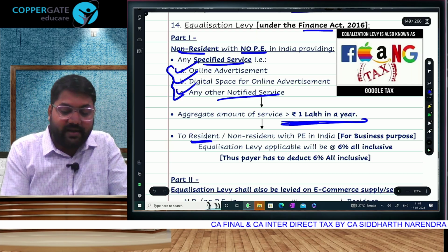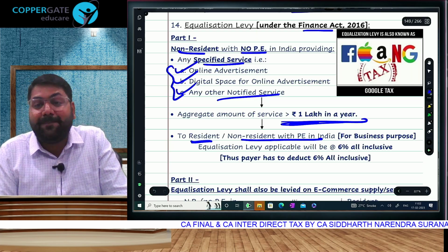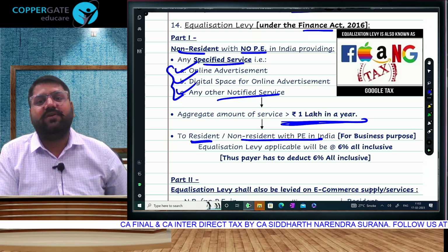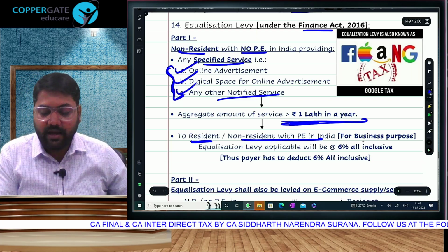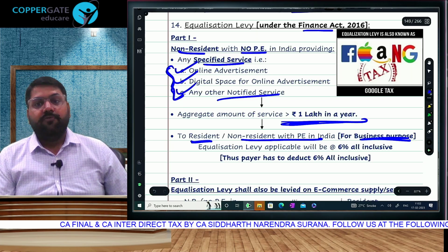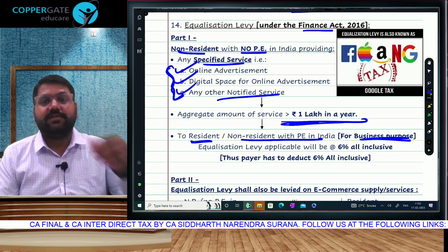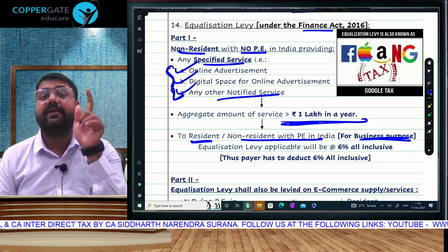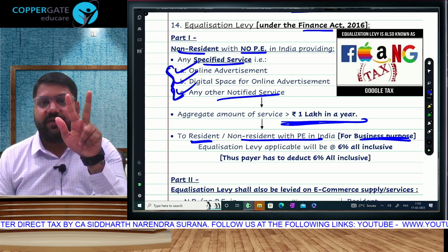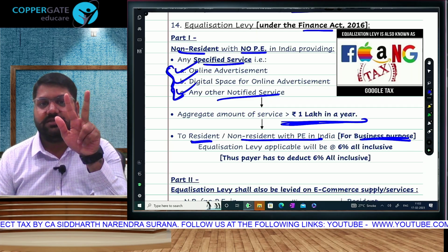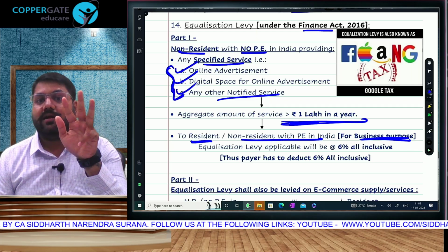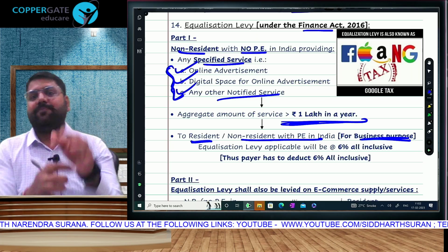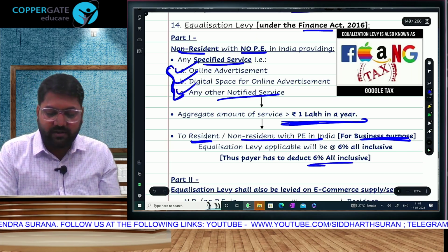To whom? To a resident or to a non-resident's PE in India. Means to that PE in India, you are providing the service to someone in India, an online service to someone in India for the purpose of business. So observe the conditions. The payer, the service provider, is a non-resident, no PE in India, specified service covers only online and digital space, more than rupees 1 lakh, to someone in India, a resident or PE of a non-resident, and for the purpose of business, then 6% all inclusive, no surcharge, no cess.